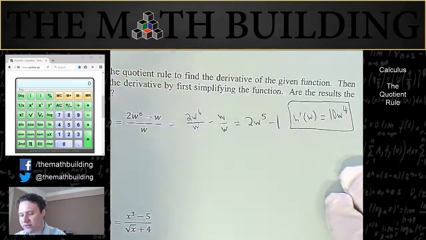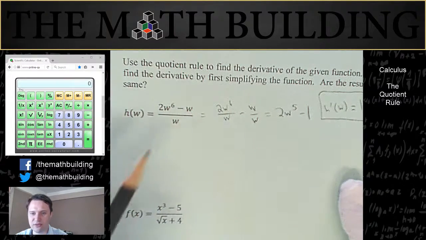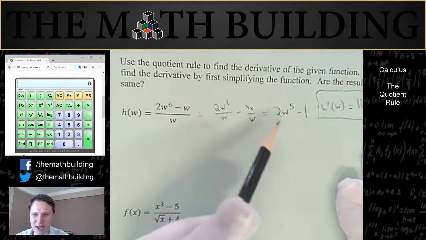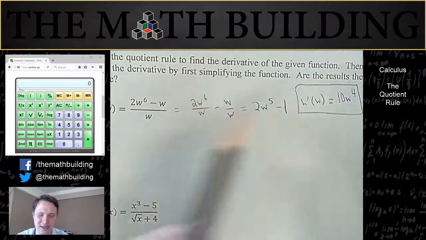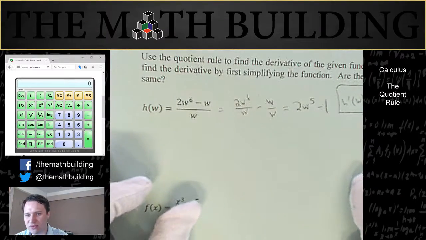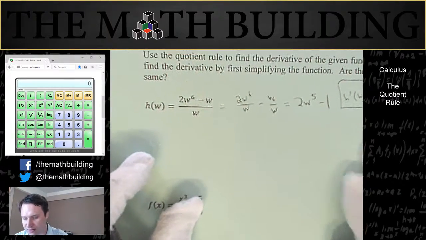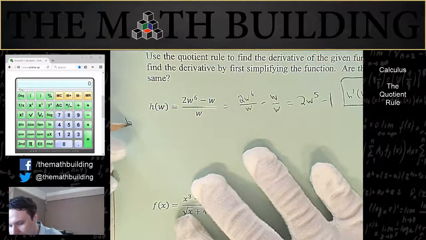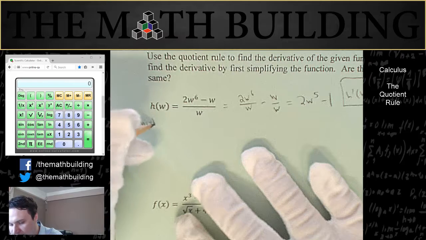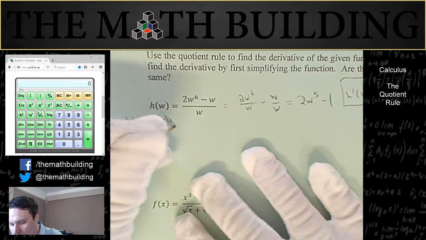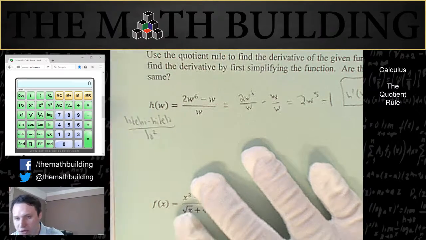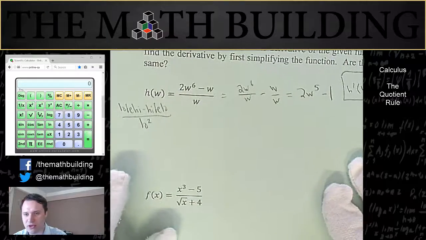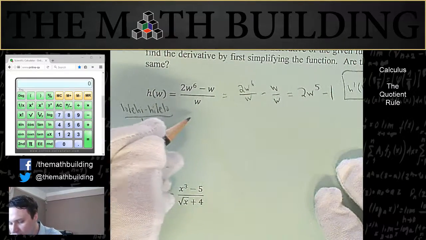And you can see how easy it was for me to get there with the power rule. So break it up, simplify, use the power rule. It's a lot easier. But let's go ahead and use the quotient rule just for practice. So remember, it's low D high minus high D low all over low squared. Okay? So here's how you would do that.